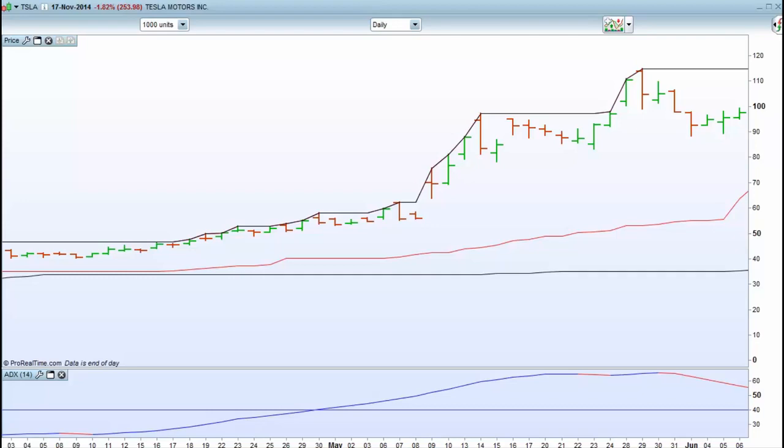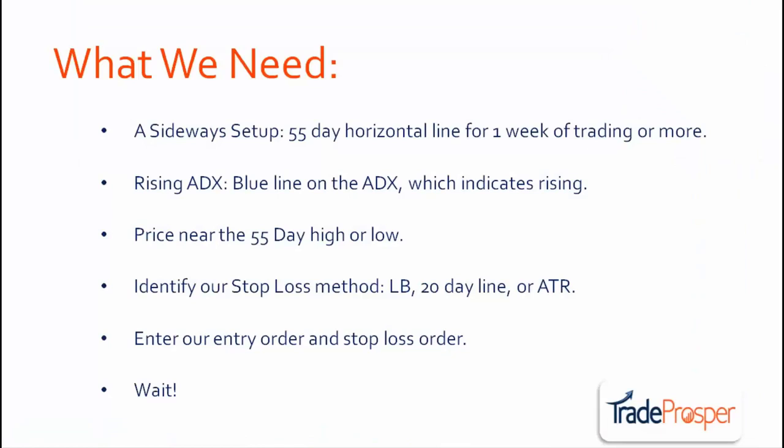Now, this is a stock, so what is it that we need in order to have a valid entry? Let's take a look at that first. Okay, so what do we need? Well, first we need a sideways setup, which is a 55-day horizontal line for at least 1 week of trading or more. We need a rising ADX line, which means we need a blue line on the ADX, which indicates it's rising. We need price to be near either the 55-day high or 55-day low. And then we have to identify our stop loss method.